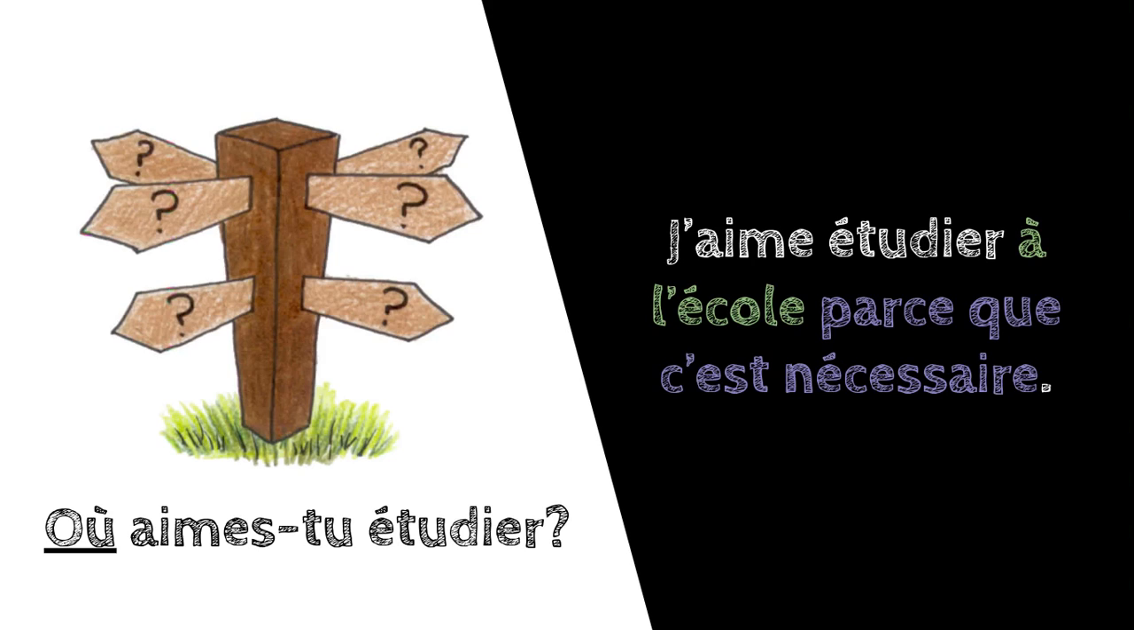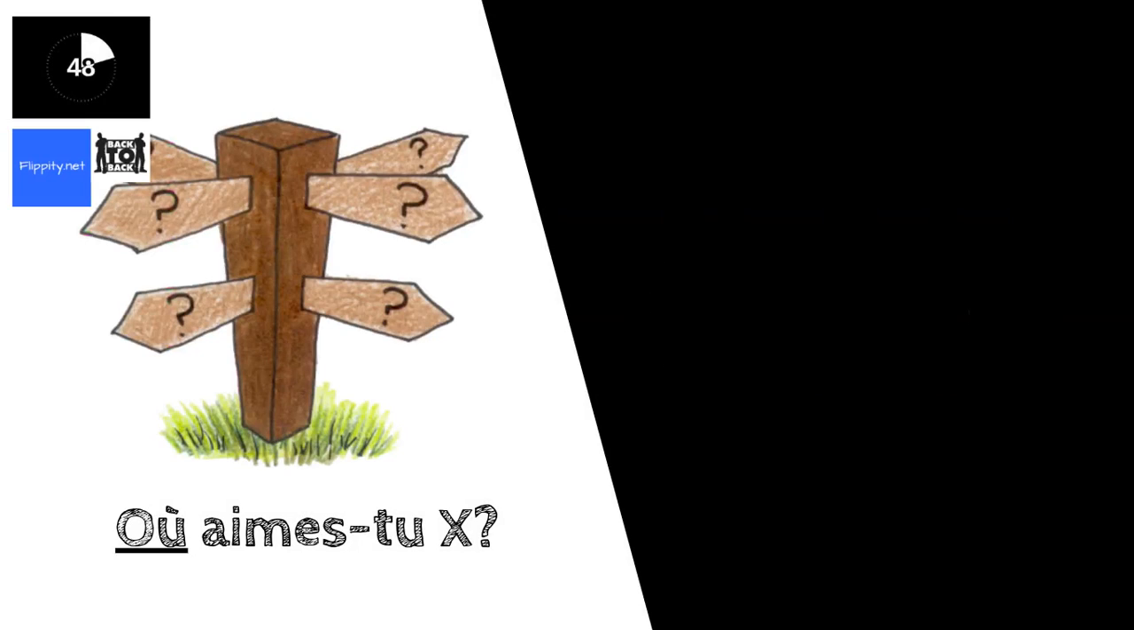Show me with your fingers. Was that a 1, 2, 3 or a 4 answer? Good, it was a 3. Répétez. J'aime étudier à l'école parce que c'est nécessaire. Show me with your fingers. Was that a 1, 2, 3 or a 4? Good, you should have 4 fingers up. We added at least 2 details, so we would have gotten a 4 for speaking that.